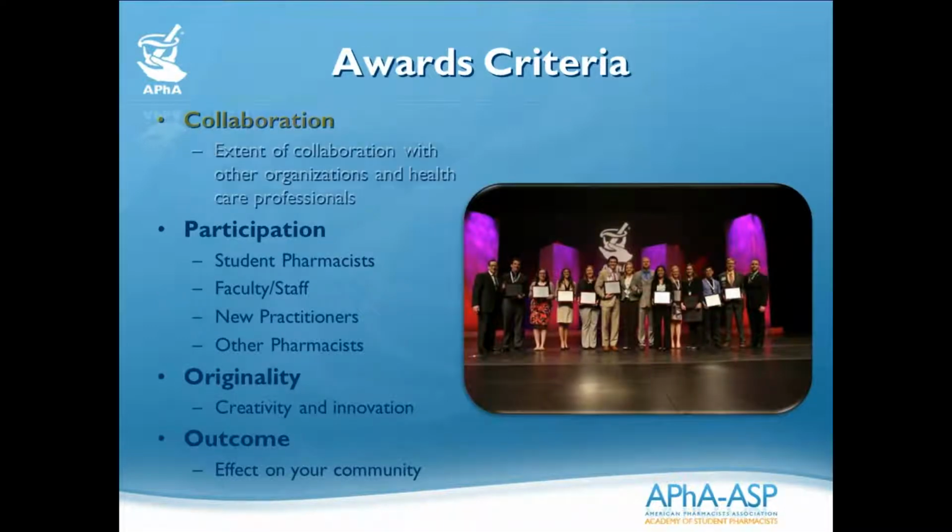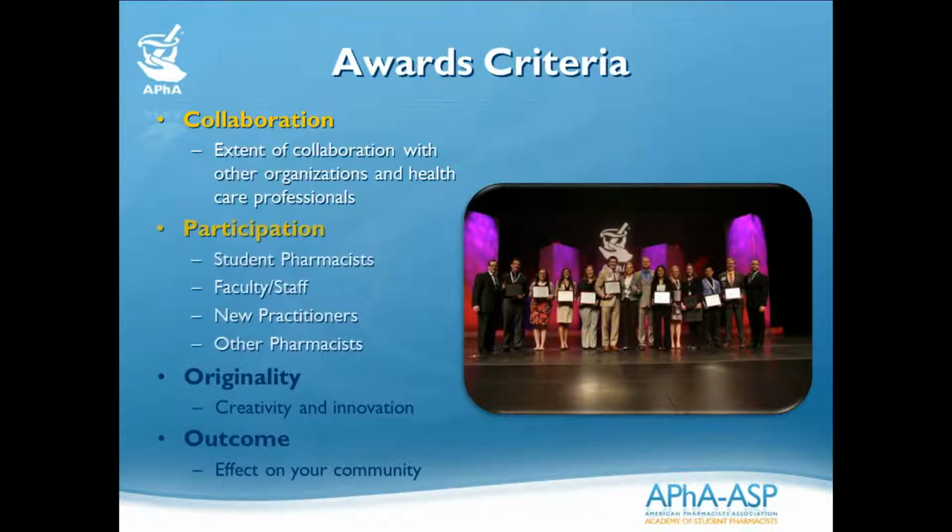So when it comes to the awards criteria, there are several things that we are looking for specifically. The first is collaboration. Again, this is with the other organizations on campus, other organizations in your community, and other healthcare professionals. We really want to see how well you collaborate. We really want to get more people collaborating in pharmacy and in the healthcare professions in general. The next is participation. How many of your student pharmacists are participating in your events? Is it several people that are doing everything, or are you really working to engage all of your members? How many faculty and staff do you have participating, your new practitioners, and other pharmacists in the community? Again, this comes down to relationships.